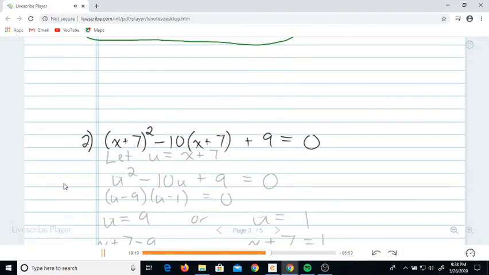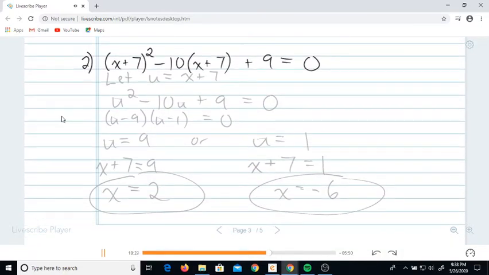Now let's look at an example that is technically quadratic. Example number 2 is a quadratic equation, but it has some busy work if you want to multiply all that out. But instead of doing the busy work, we can do some clever substitution.